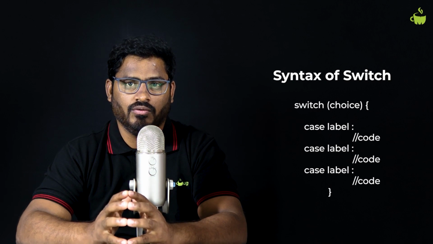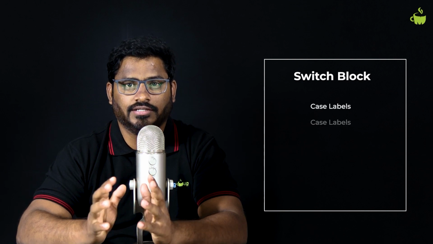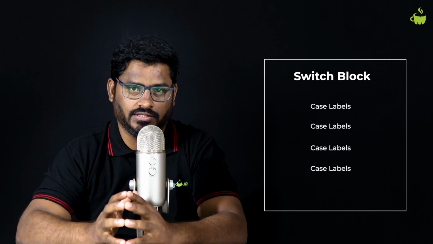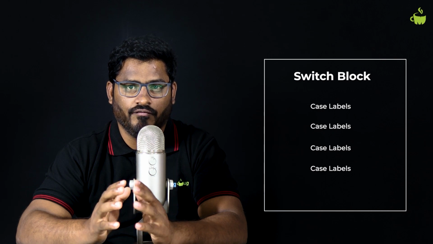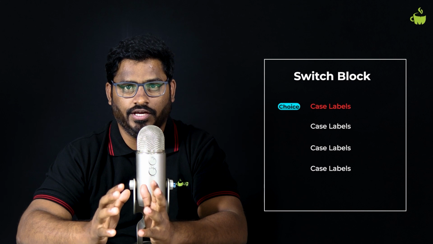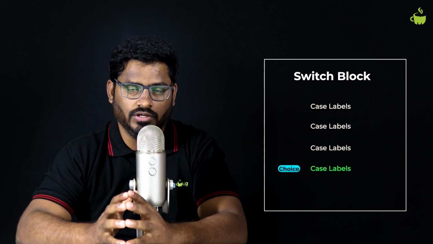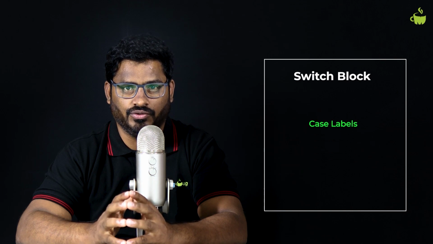Now let us understand the syntax of switch. The switch syntax looks something like this. Switch of choice. You have a block of code, which is what you call a switch block, and each switch block will have case labels. What do you mean by these case labels? When you provide a choice, the choice will be compared with each and every case, and when a case matches the value, that particular case will be executed.